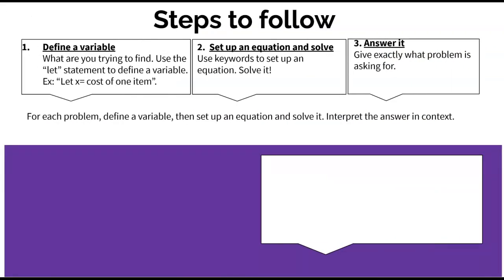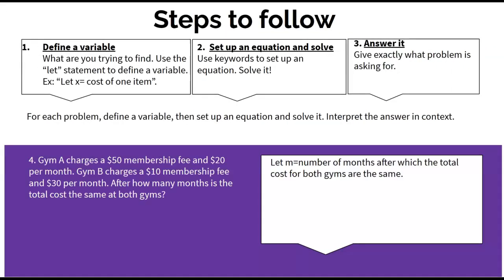And one last question for you. Here it is. Gym A charges a $50 membership fee and $20 per month. Gym B charges a $10 membership fee and $30 per month. After how many months is the total cost the same at both gyms? So you see, the question is, after how many months is the total cost the same at both gyms? So I've defined the variable as let M equals number of months after which the total cost for both gyms are the same.